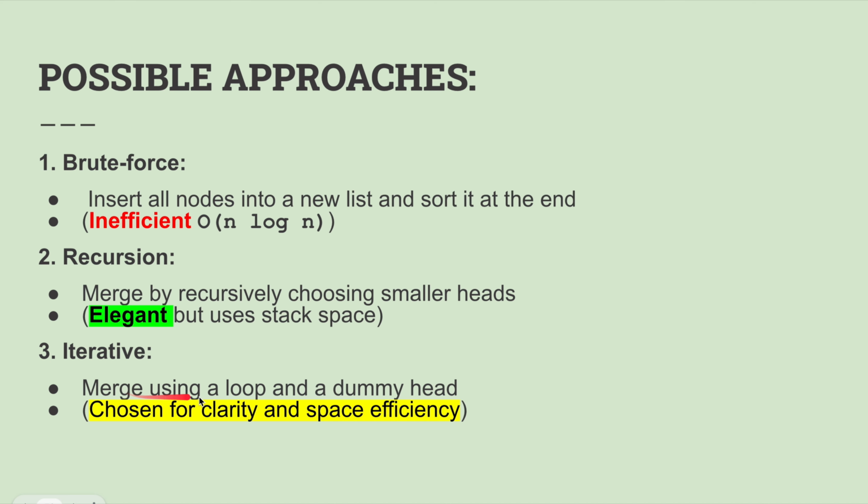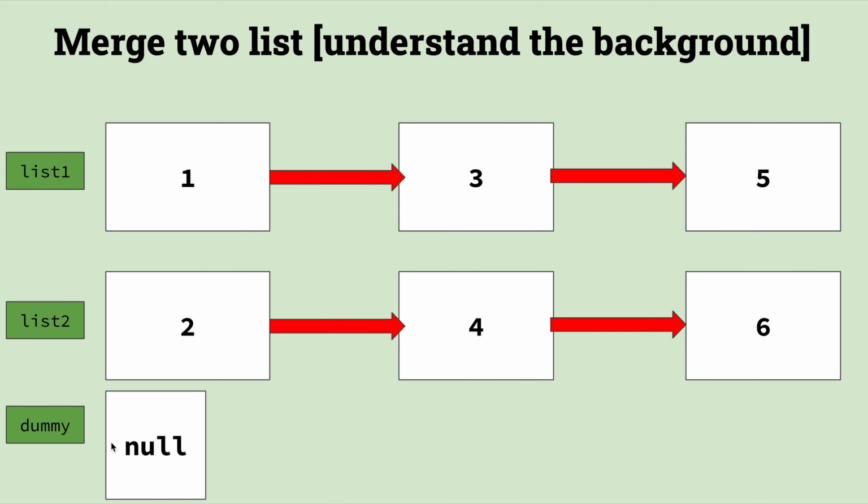So when we do the merge using the loop, there should be a dummy head, right? We will use this approach, and we'll say that it is good for space efficiency and good for clarity. Okay, so we will use a dummy node and a loop through both lists, and we'll always connect the smaller node. Okay, so let's continue to understand the iterative approach.